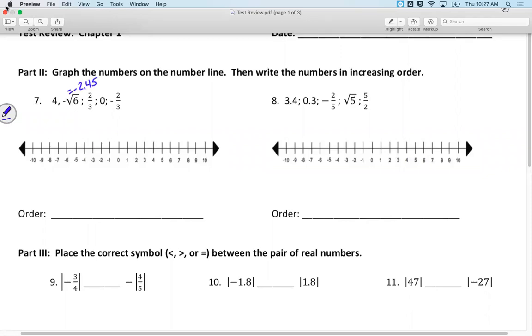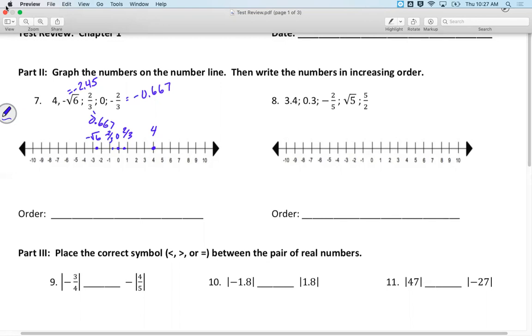2/3, type that in. That is going to be 0.667. And this will be negative 0.667. So now what I want to do is plot these points on the number line. So I have 4. I have negative square root of 6, which is negative 2.45. So I think that's going to be right about there. 2/3 will be right about here. 0, right there. And negative 2/3 is right there.